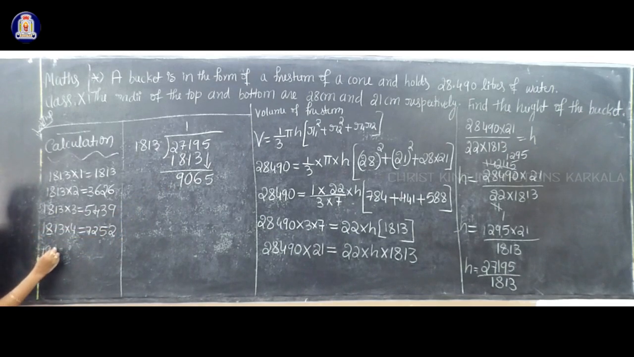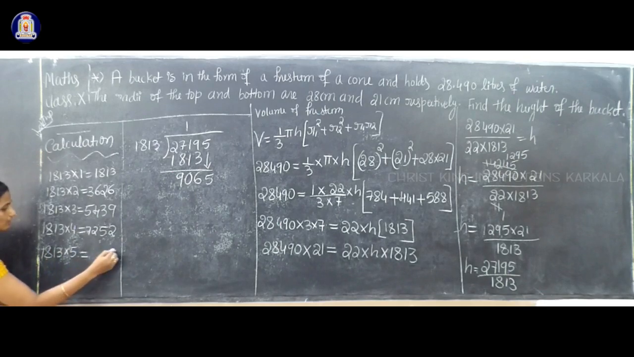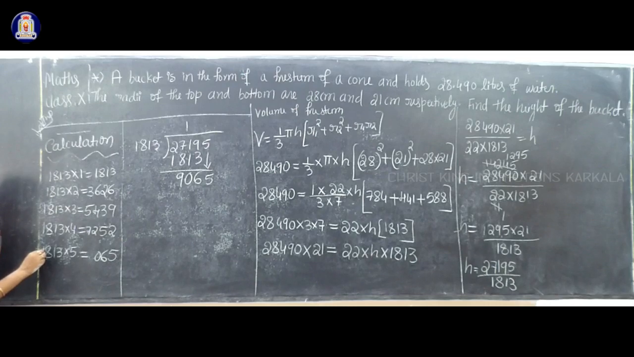So 1813 into 5. 5 3s are 15, 1 remainder. 5 1s are 5 plus 1, 6. 5 8s are 40, 4 remainder. 5 1s are 5 plus 4. Sorry, yes, it is 9. Right now, so it is 9061.